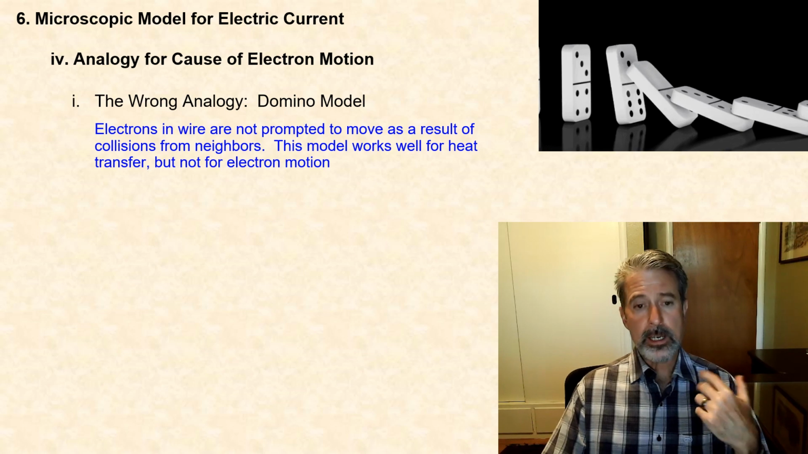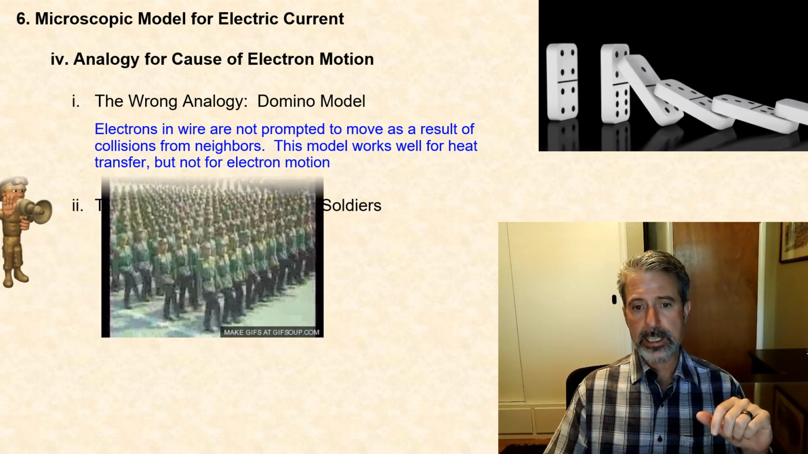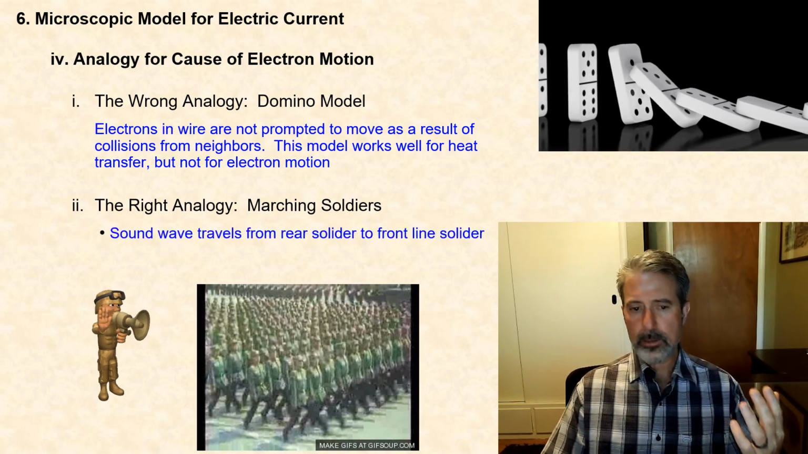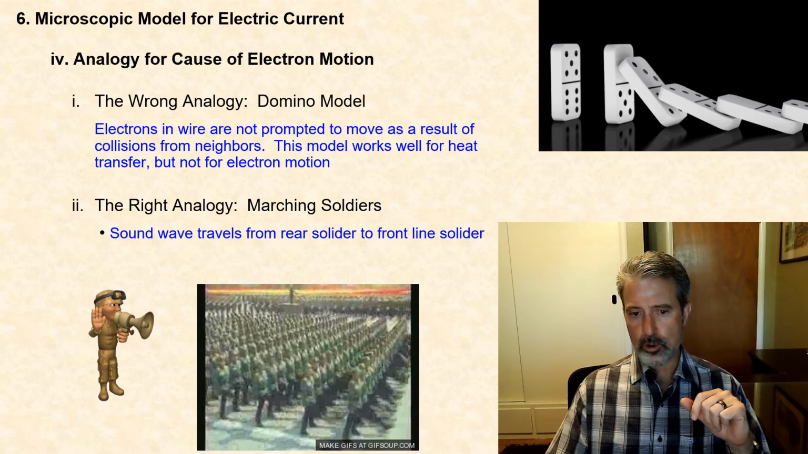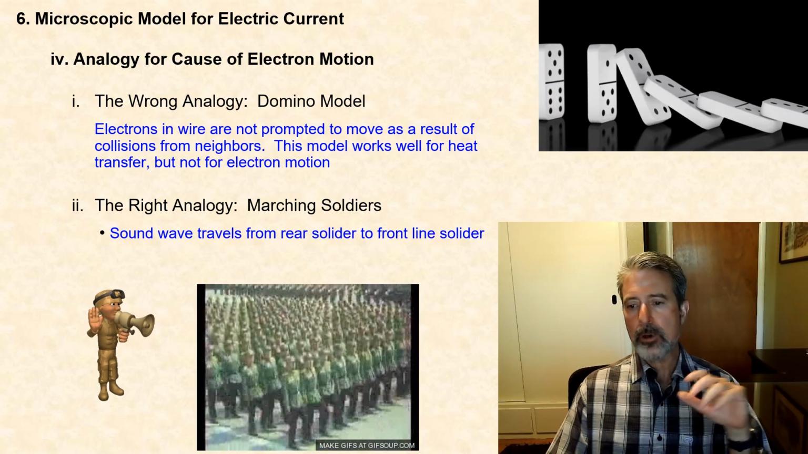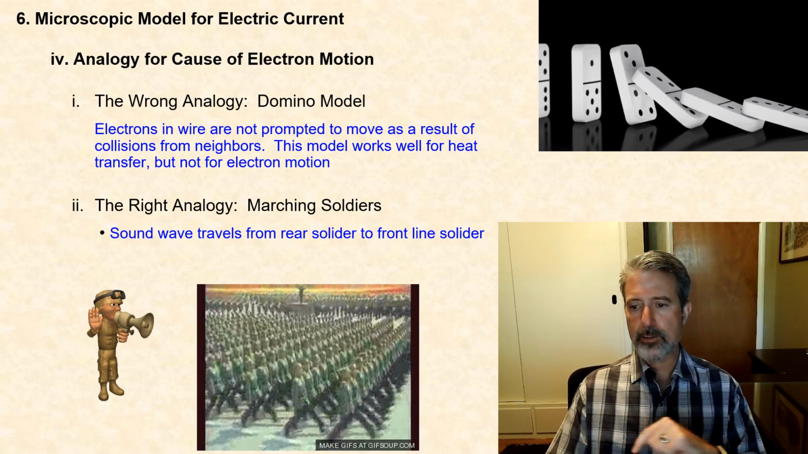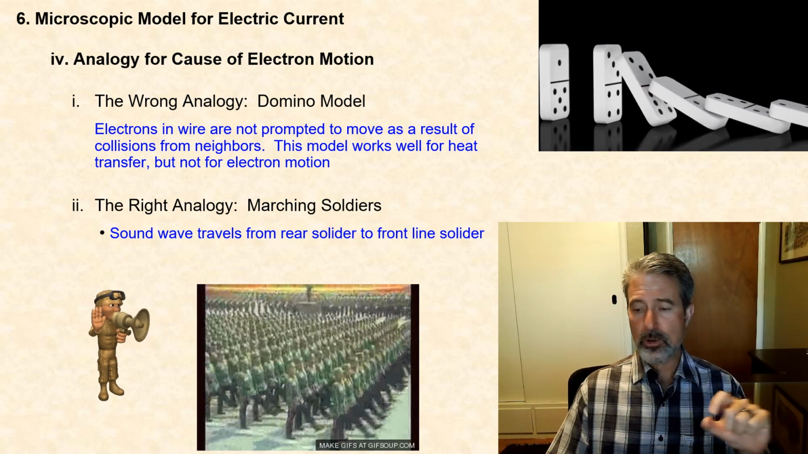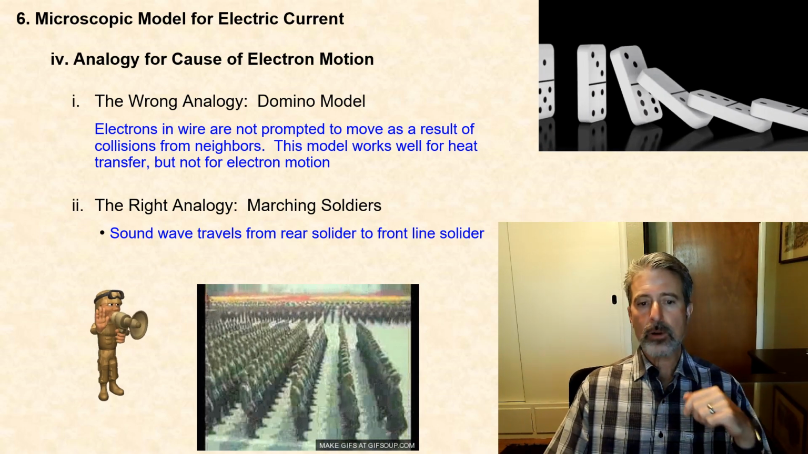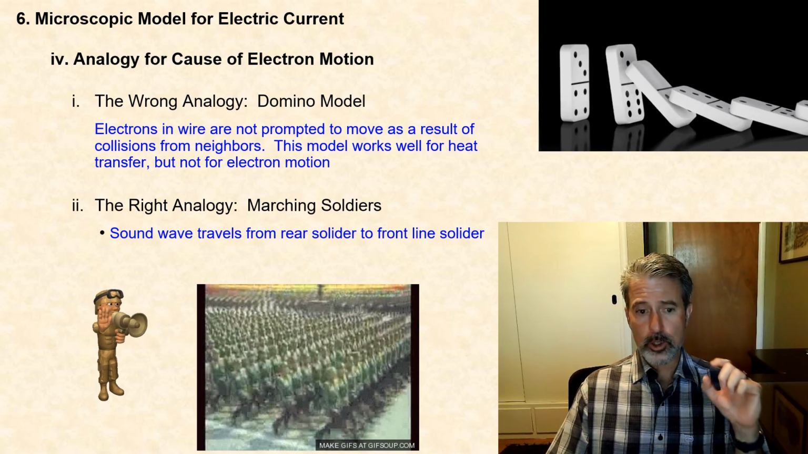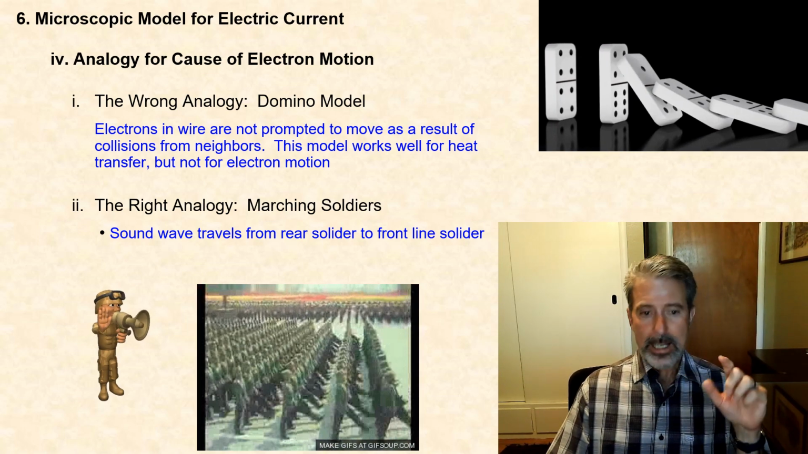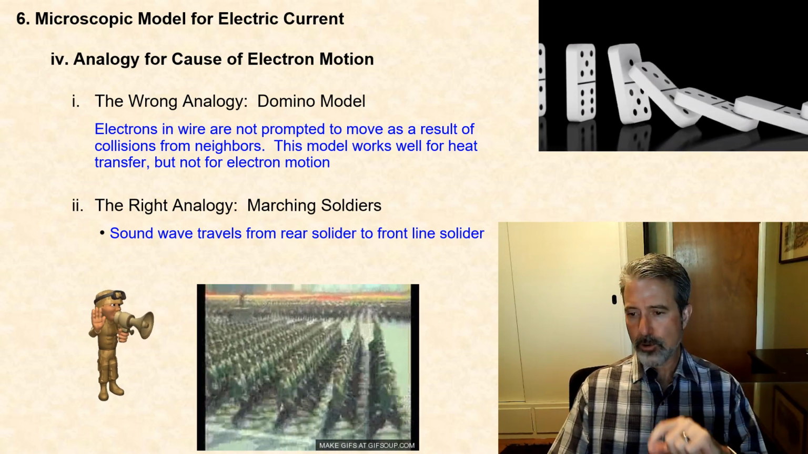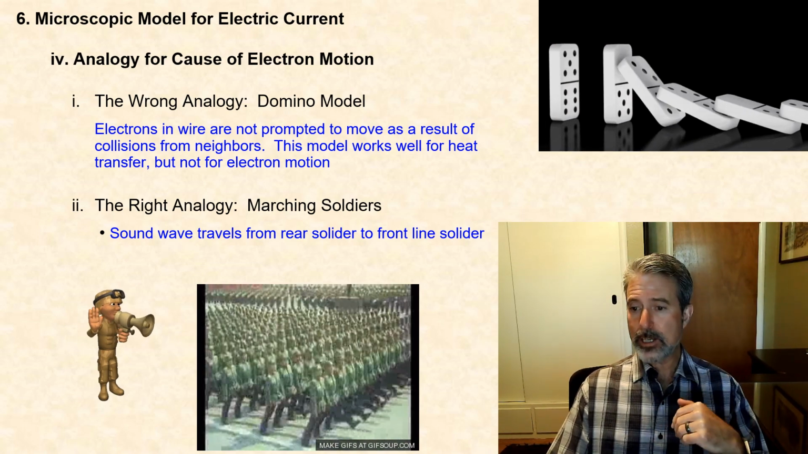So let's take a look at a far better analogy, and that better analogy is the analogy of marching soldiers. When you look at the case of marching soldiers, you may have a line of soldiers. What's going to allow the soldier at the front of the line to start moving? Well, you see here in the simulation, we've got the commander at the rear of the line. When that commander ushers a signal, in this case through his bullhorn, that sound wave travels from the rear soldier all the way to the frontline soldier, in this case at the speed of sound.